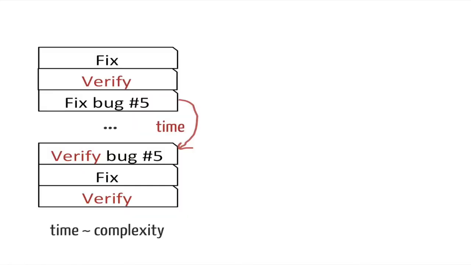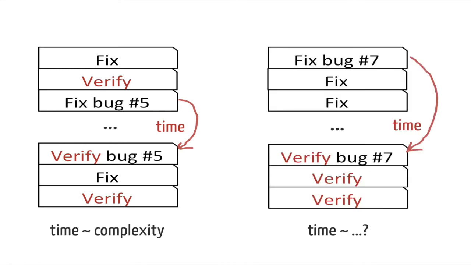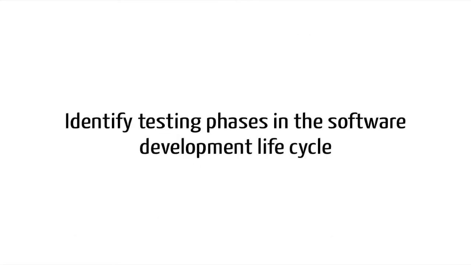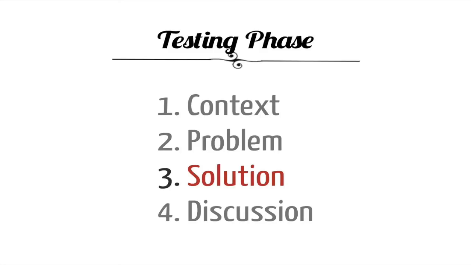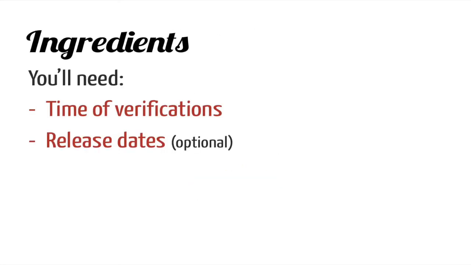For example, the time between fixing and verifying a bug can be related to the complexity of the bug or the fix. But if a project has a testing phase and all verifications are in the testing phase, the time has no special meaning. So our problem is to identify testing phases in the software development lifecycle. For the solution, you need the time of the verifications and optionally the release dates.